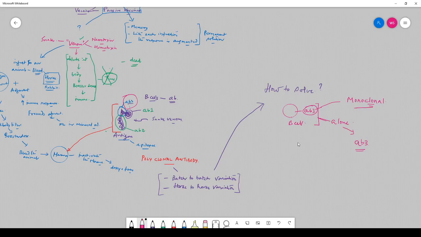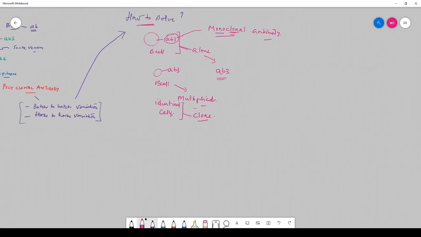So you took one B cell containing AB3 and you multiplied it. You grew it outside the body. So from one cell you got lots of identical cells. These identical cells are called a clone. So now you know how the word came about: monoclonal antibody. This was the idea, how to solve this problem.